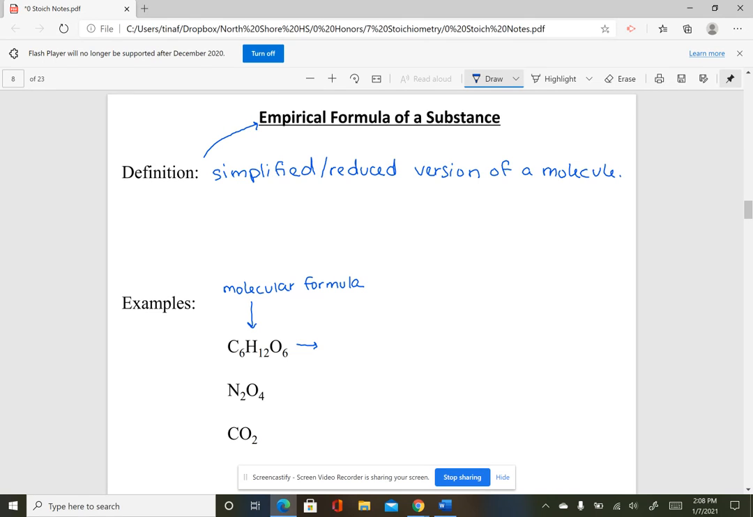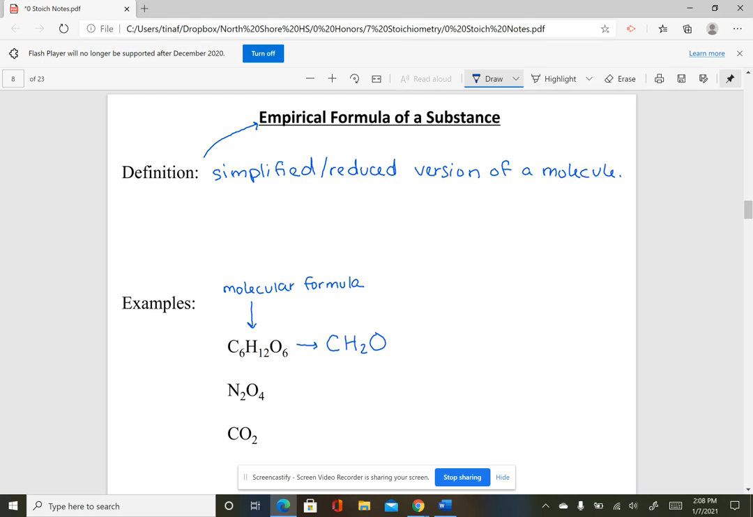So if I look at 6, 12, and 6, right away I see that if I divide all of those numbers by 6, I can make them smaller. If I divide 6 by 6, I get 1, and we don't have to ever write a 1. 12 divided by 6 is 2, and 6 divided by 6 is 1. So that would be the empirical formula of that substance.